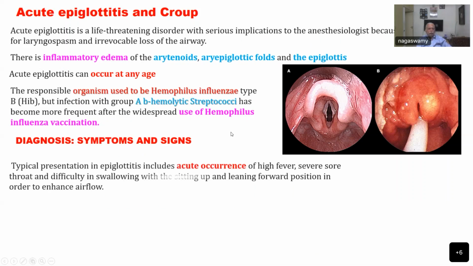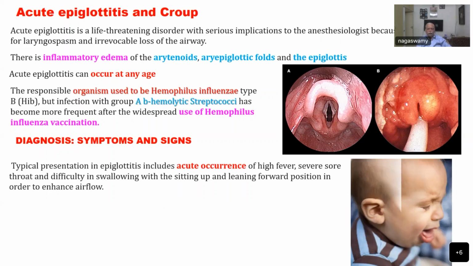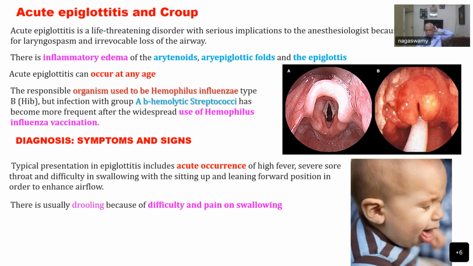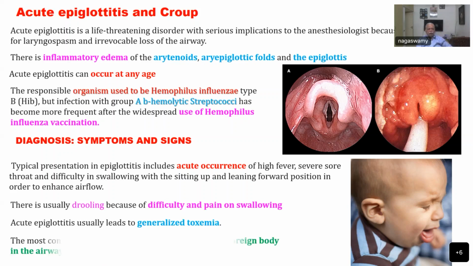And diagnosis and symptoms: the typical presentation is acute onset with high fever, severe sore throat, and difficulty in swallowing, with a sitting up and leaning forward position to enhance airflow. So this is how the child will look, with an open mouth and drooling saliva. Usually drooling and difficulty and pain on swallowing both will be there, and it also causes generalized toxemia.